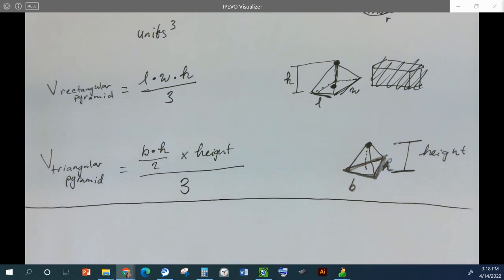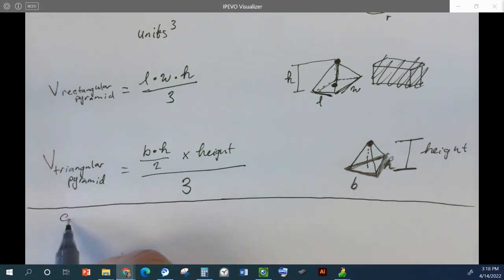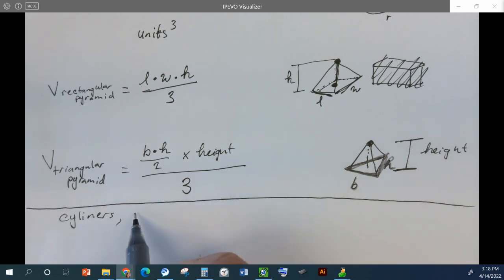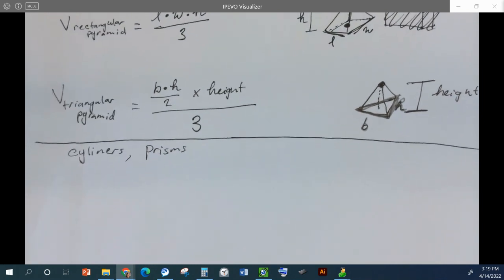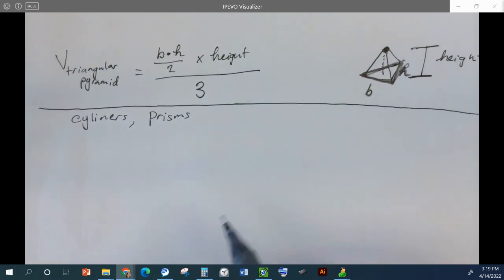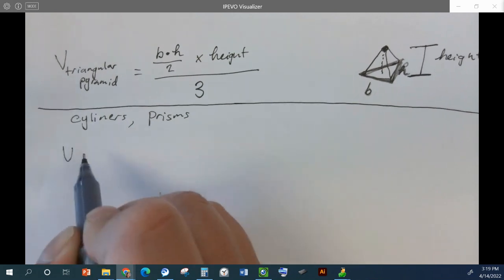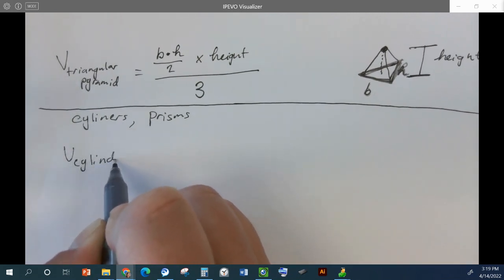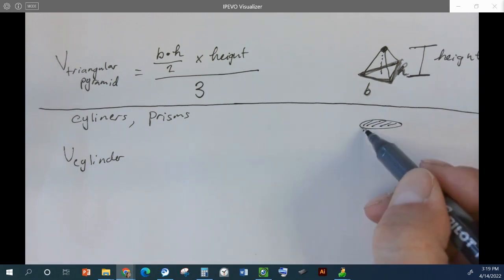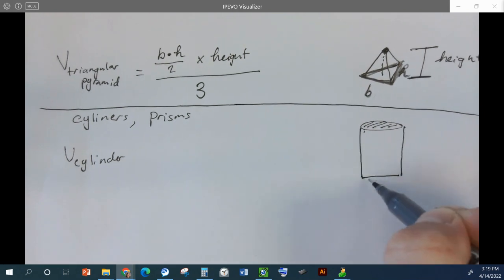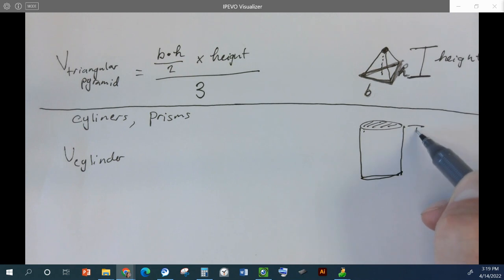And then page 3 is we're going to look at cylinders and prisms. So I'll slide that up. I think these are pretty easy. So the volume of a cylinder, we just take the face of our cylinder, the area of the cylinder face, multiplied by the height.